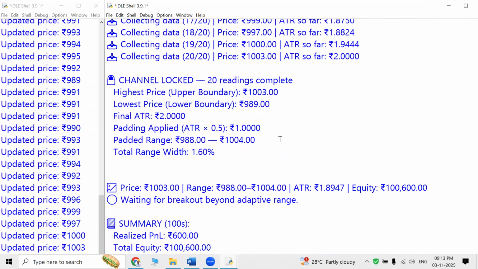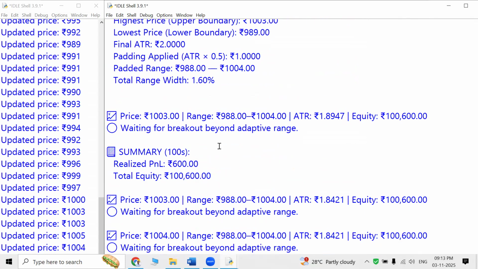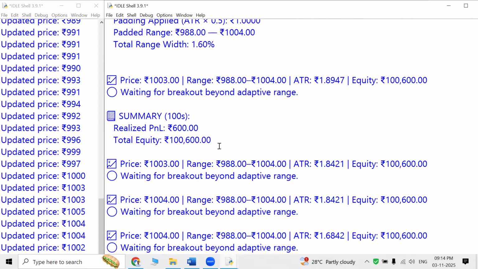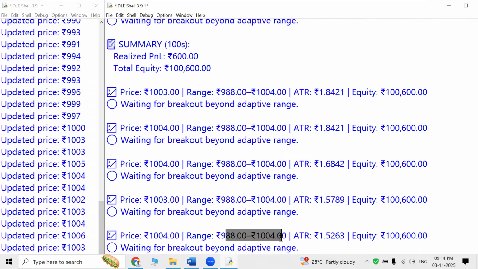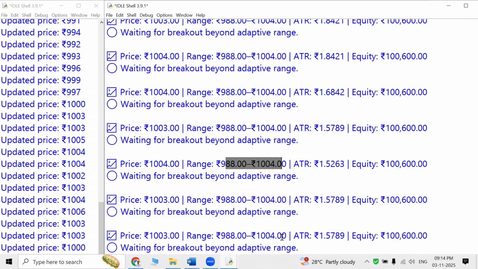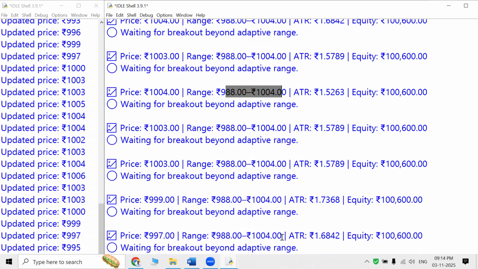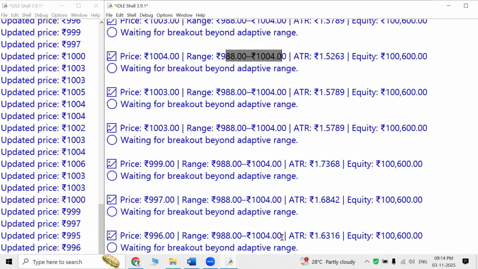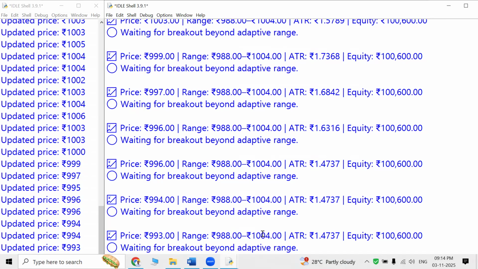So now again we have got the upper range and lower range. The channel has been locked and now it is waiting for price to break out. So the current market price has been noted down over here. You can see this is my upper range, 1004. Once the price goes up, then only this trade will happen. Otherwise, it is not going to happen. So we need to wait for either it should go down to 988 or it should go above 1004.